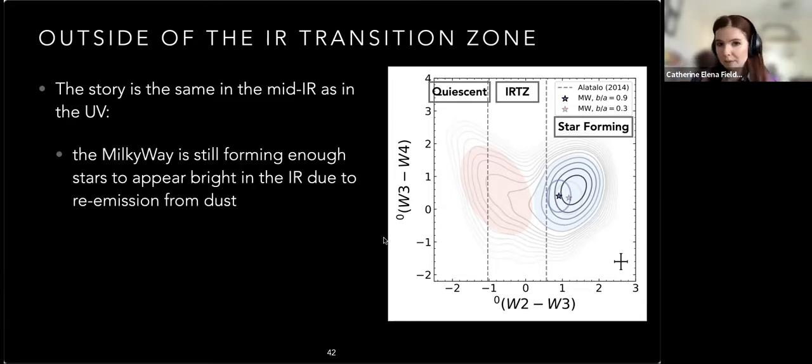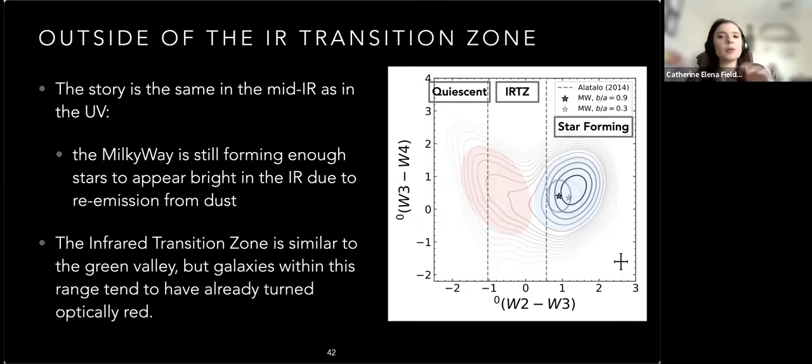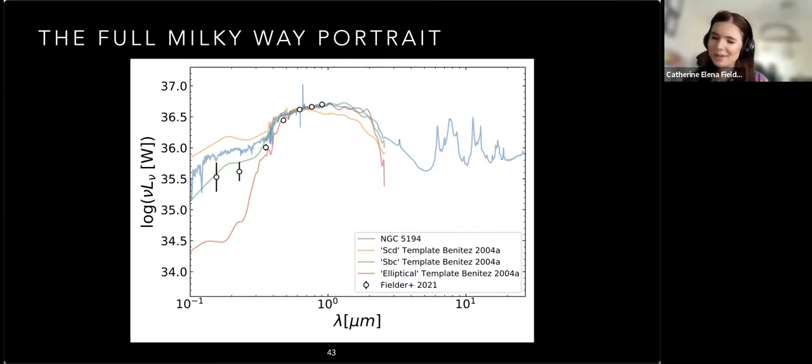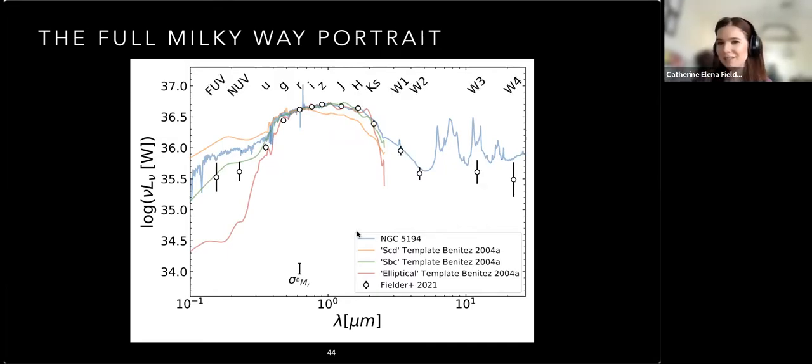So the Milky Way is likely forming enough stars that, again, it looks bright in the IR, as in it is outside of this infrared transition zone and in this more star-forming region due to the dust re-emission. So the infrared transition zone itself is similar to what we've coined the Green Valley in terms of optical colors, but galaxies within this range typically have already turned optically red. So the idea is that maybe the infrared transition zone lags a bit behind what you're seeing in the optical. Okay, so now we can put our infrared points on our SED comparison.